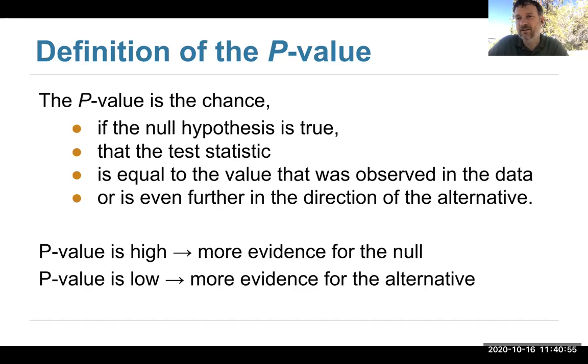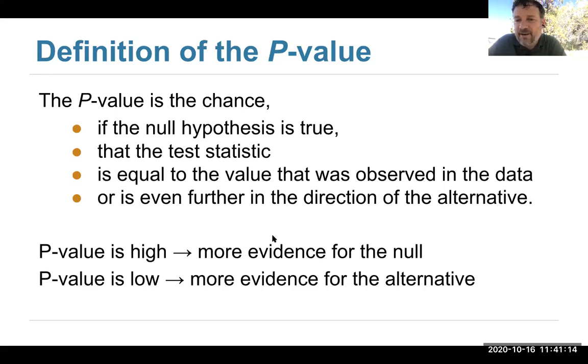So you cannot reject the null hypothesis. The null hypothesis could still be true. It's also possible the alternative hypothesis might be true. If you can't reject the null, that doesn't necessarily mean the null is right. It means the null could be true and the alternative could also be true.